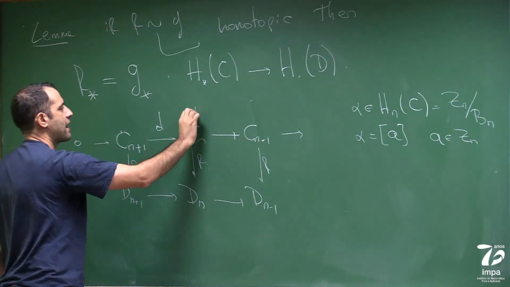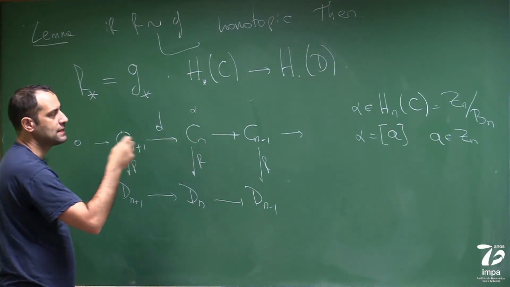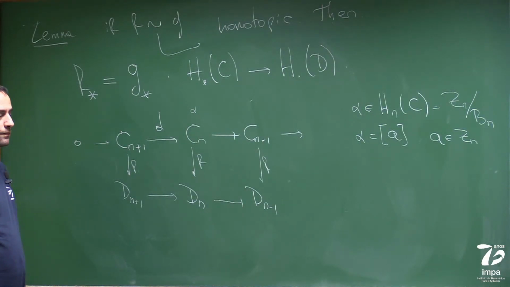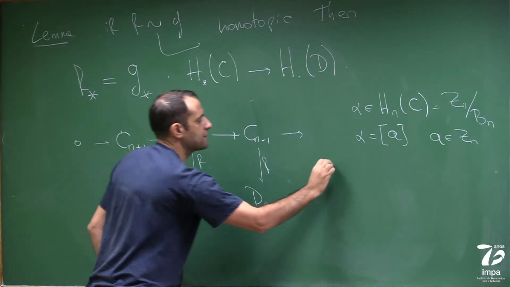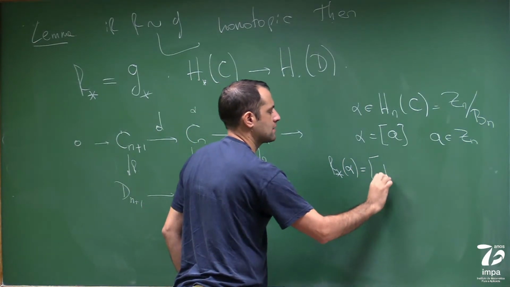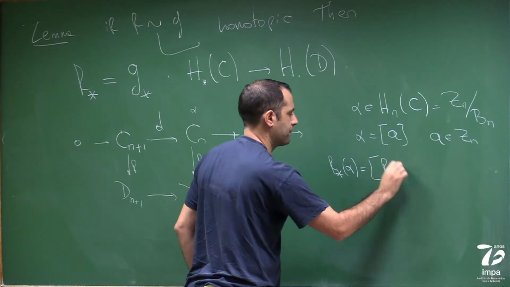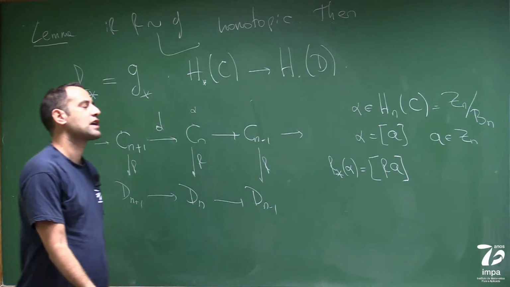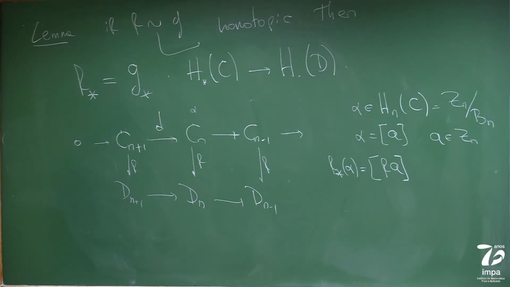So that's where my alpha is, and A in Zn realizes that class. Then I'll define F star of alpha as the class of F of A. And I need to check that this is well defined everywhere, that it doesn't depend on all the choices.